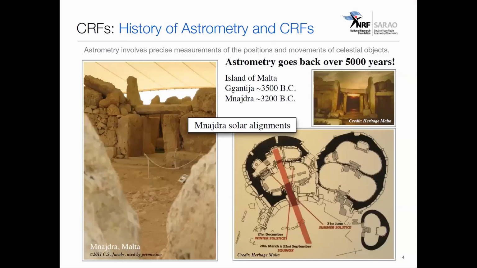Okay, so celestial reference frames. This slide shows a picture of the stone monolith temple on the island of Malta in the middle of the Mediterranean. And what I'm talking about here is astrometry. To build reference frames, we need astrometry, which involves the precise measurements of the positions and movements of celestial objects. But we were not the first to do this. As I said, this is the stone monolith temple on the island of Malta. And on the first day of spring or autumn or summer or winter, the sun would shine through this main doorway and it would illuminate different parts of this temple on the inside. So people were thinking about the positions of celestial objects for 5,000 years at least.